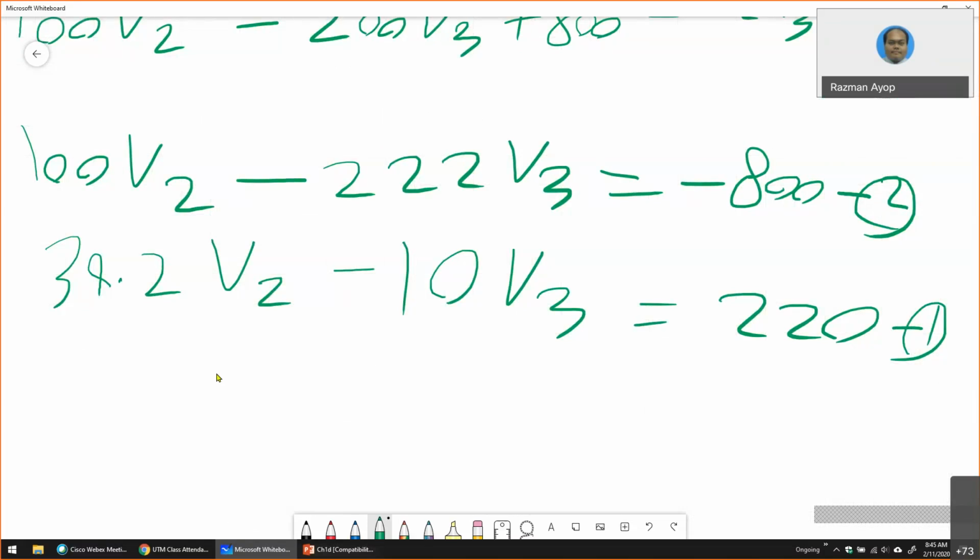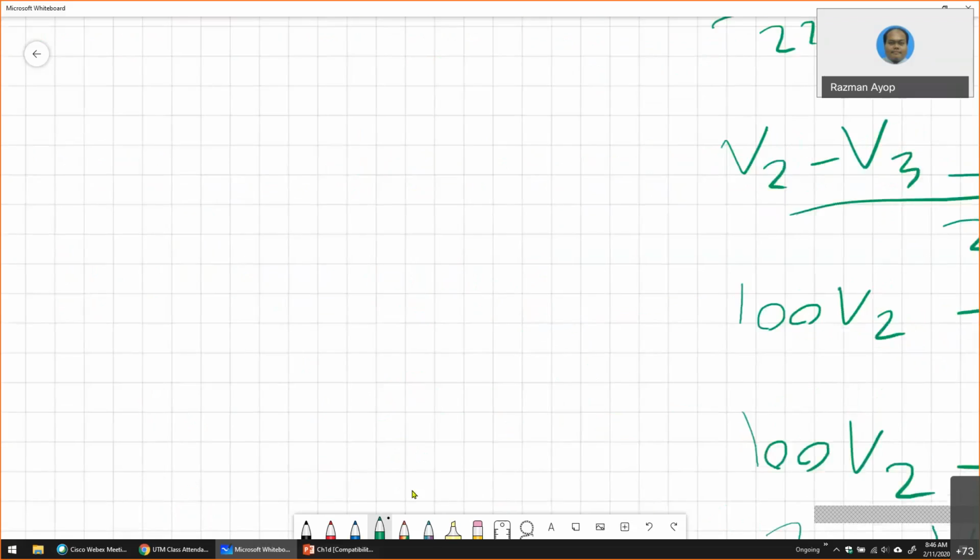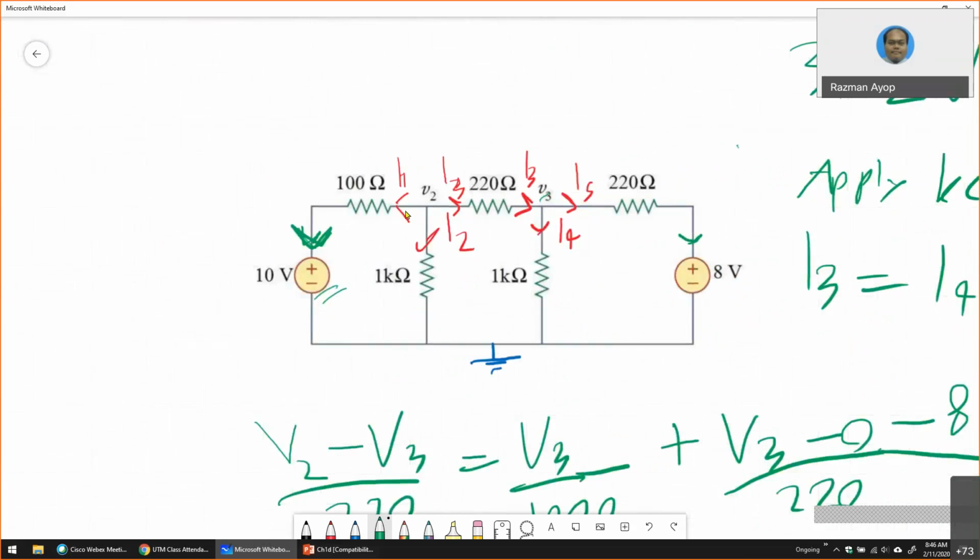Somebody can give the answer. V2 equals to 8.62. 8.62, okay, V2 is 8.62 and V3 is 7.49. 7.49. Okay, so you get the answer. So you get V2 and V3.